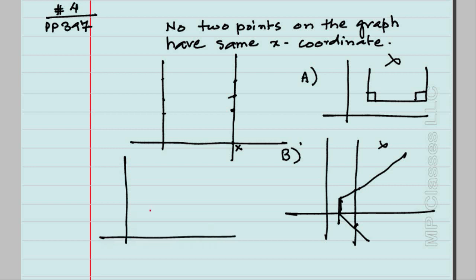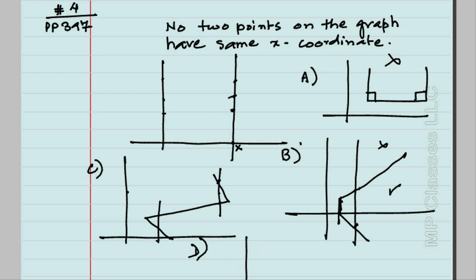C graph is given like this. Whatever logic or analysis you did for this graph, same can be done here. Line parallel to y-axis, these 2 points, they have the same x, same thing for these 2. What about D? This was C.